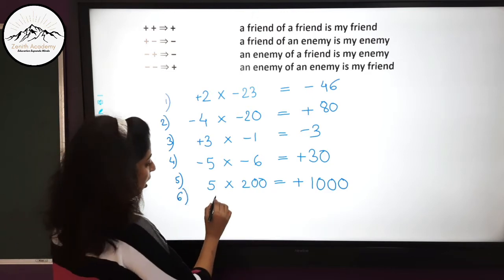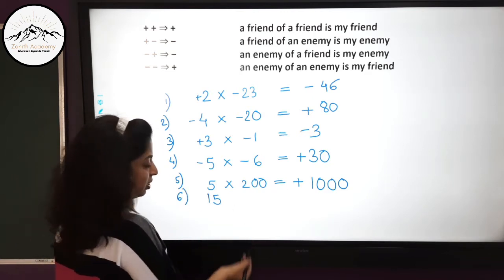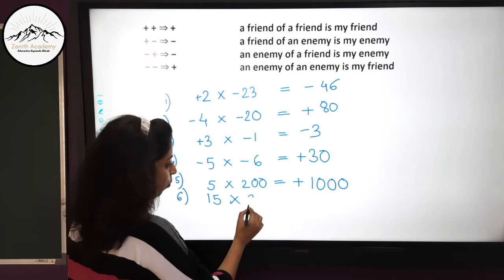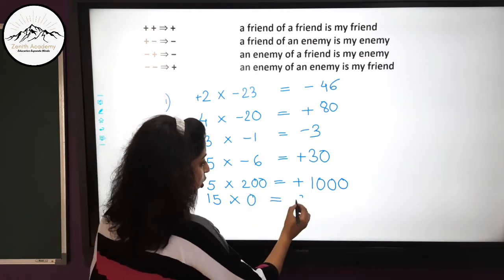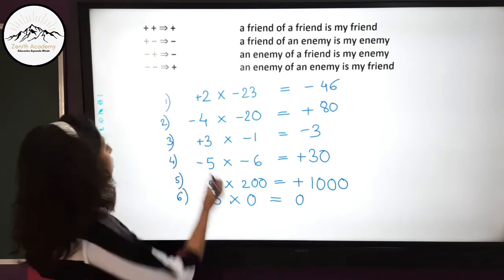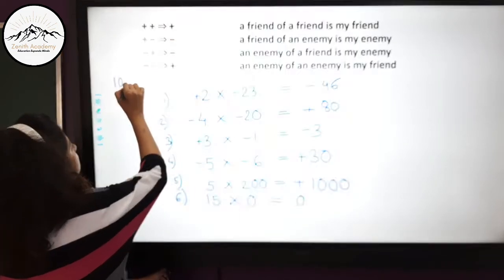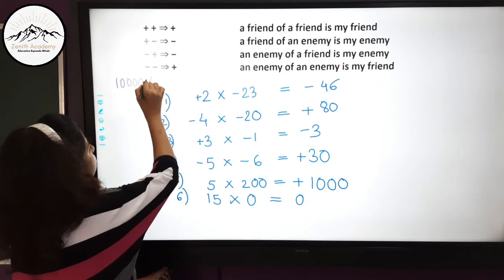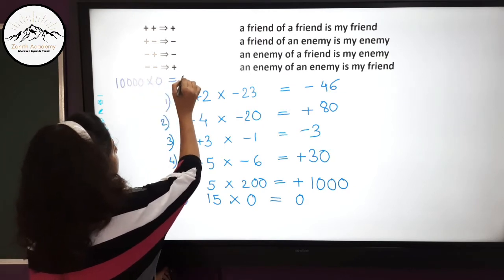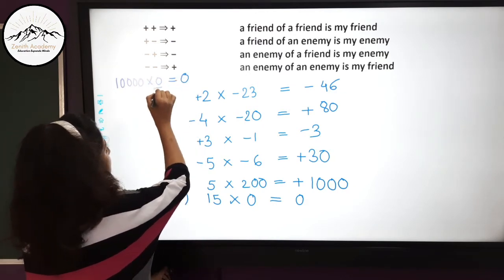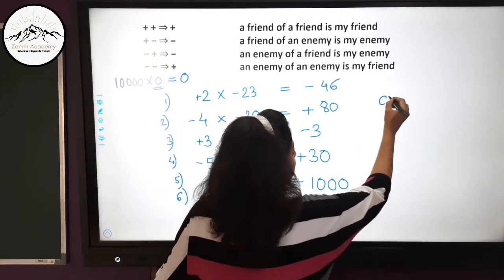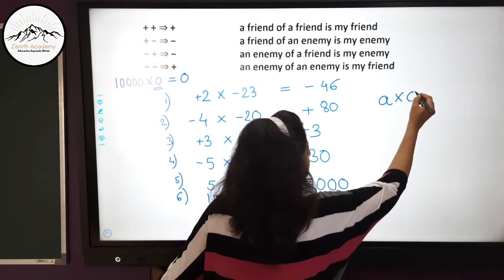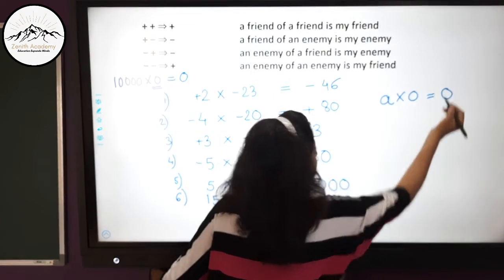When you multiply any integer, for example 15, with 0, you can take any integer and if you multiply it with 0, your answer will always be 0. If you take 10,000 into 0, then also your answer is 0. So you multiply any number with 0, the answer will be 0. You can generalize this like this: a into 0 is always 0.